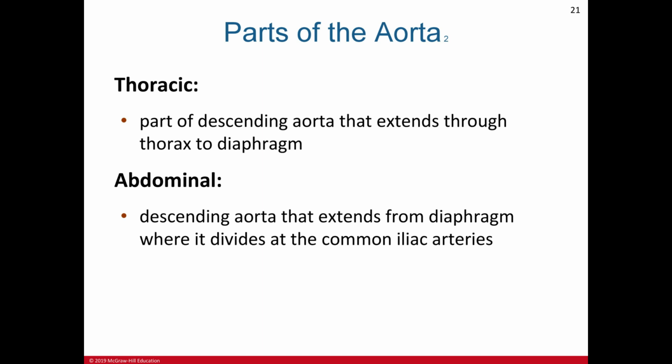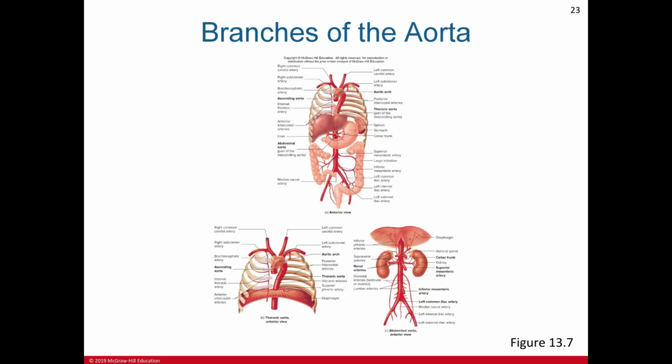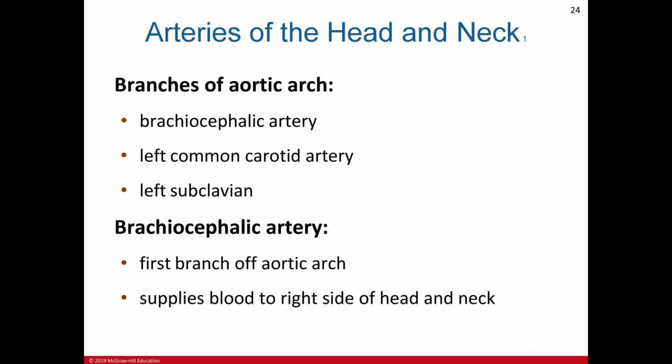diaphragm. So the abdominal aorta is the descending aorta that extends from the diaphragm, where it divides at the common iliac artery. So from the diaphragm until the area where it divides into the left and right common iliac arteries near your femur. So let's move on to your aortic arch.